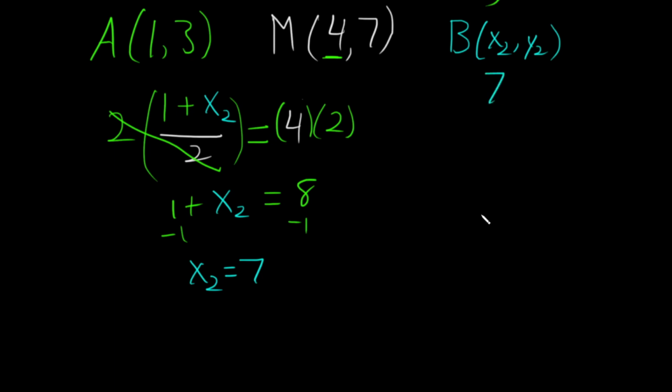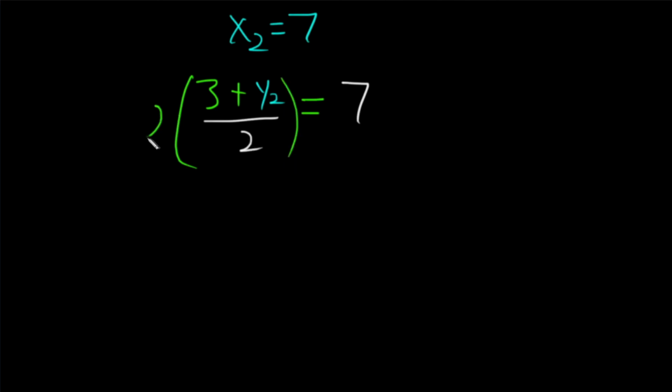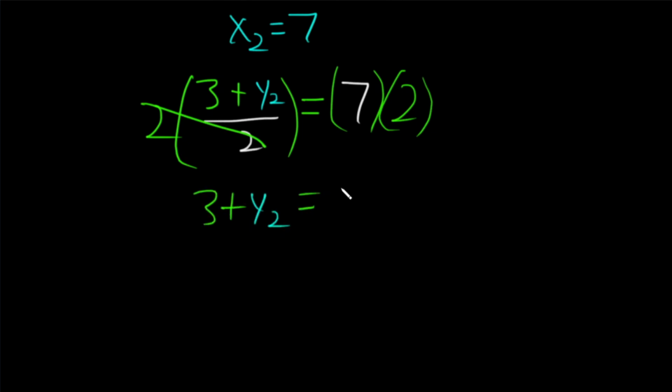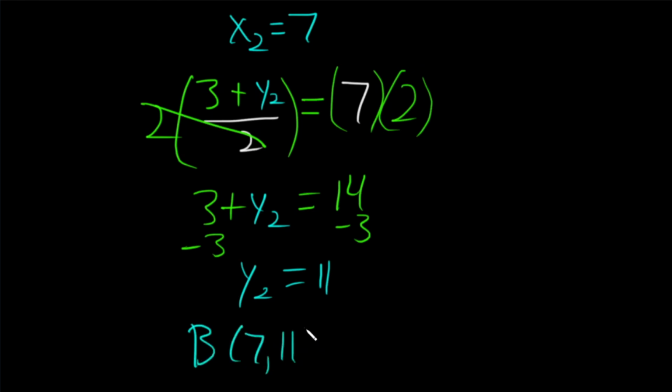Let's do the same, but with the y values to solve for y2. y1 is 3, plus y2 is unknown, over 2. And this must equal the y point of our midpoint, which in this case is 7. So this equals 7. Using algebra, we'll multiply both sides by 2 to get rid of the 2 in the denominator. These cancel. We're left with 3 plus y2 is equal to 14. Now subtract 3 from both sides to isolate y2. y2 now must equal 11. Therefore, our point B is at 7, 11.